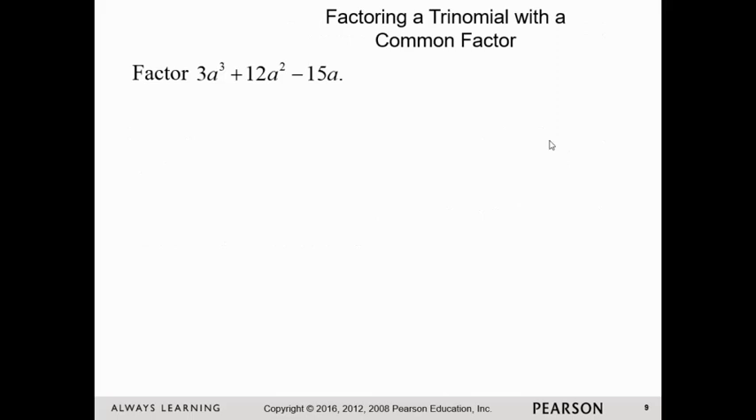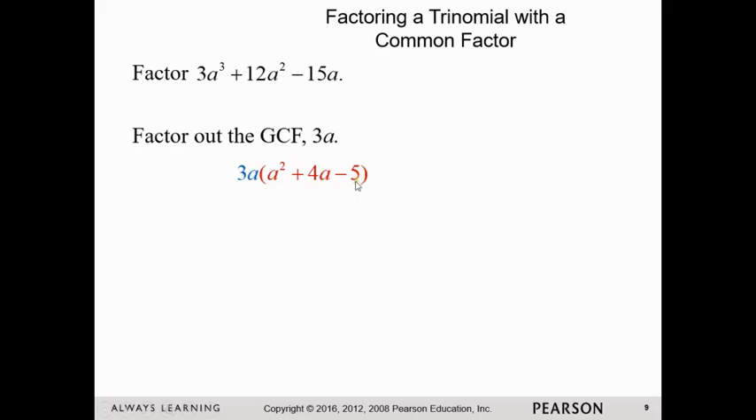So we're still looking at, notice this one doesn't have a leading coefficient of 1, but it does have a common factor, a greatest common factor that we can take out. We can take out a 3a. So what we do is take out a 3a. Now we have a factored form, but we have this trinomial here. And now let's see if we can factor it further.